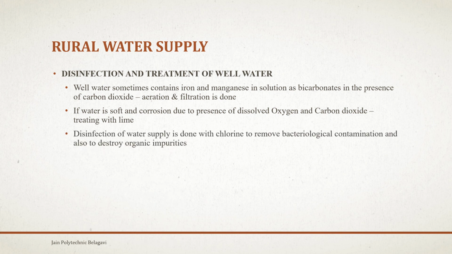Next, disinfection of water supply is done with chlorine to remove bacteriological contamination and also to destroy organic impurities. So now how are we going to disinfect it? The water taken from dug wells, tube wells, or bore wells, we apply chlorine to that water and remove the bacteriological contamination. We even destroy any organic impurities present.